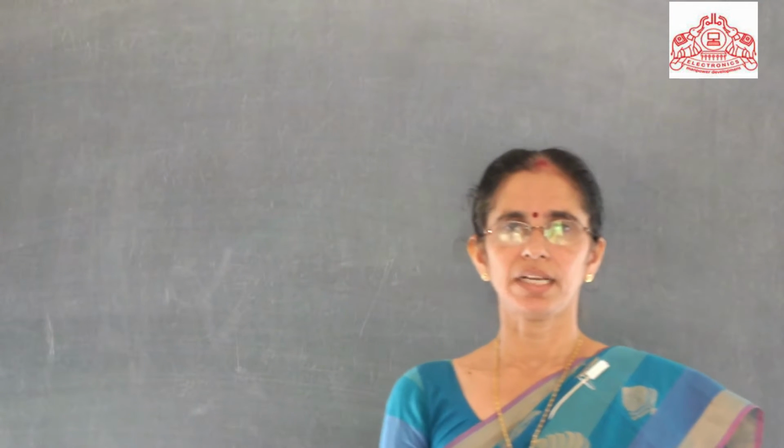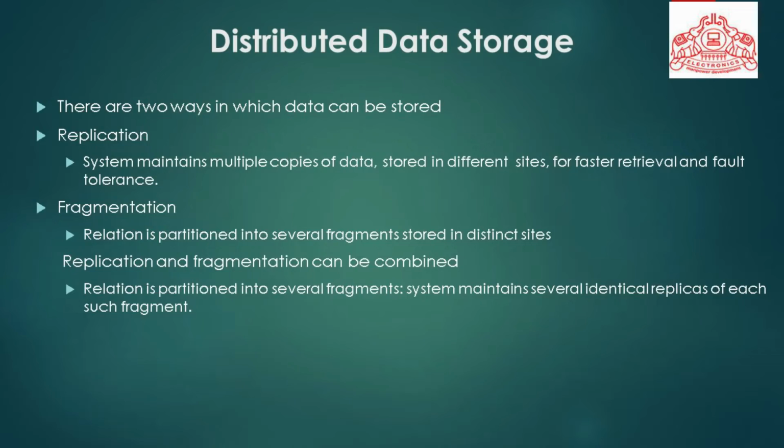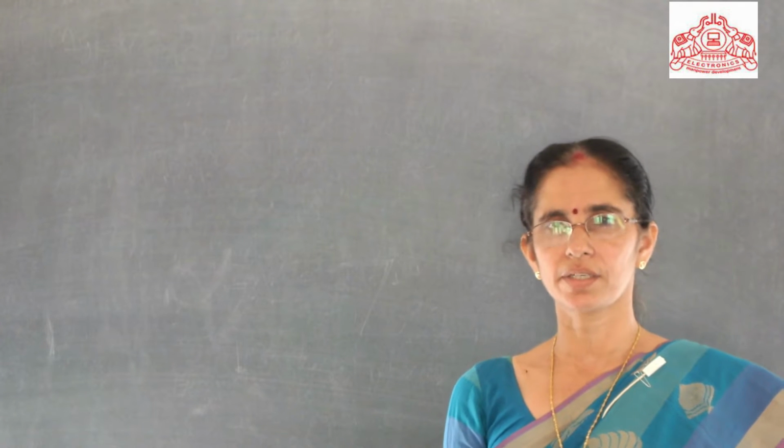Now we will look at how data is stored in a distributed environment. There are two ways for distributed data storage. One is replication and the other is fragmentation. In replication, the system maintains multiple copies of the data stored in different sites. In fragmentation, the relations are partitioned into several fragments which can be stored in different sites. Sometimes there may be a need to replicate the fragments also.